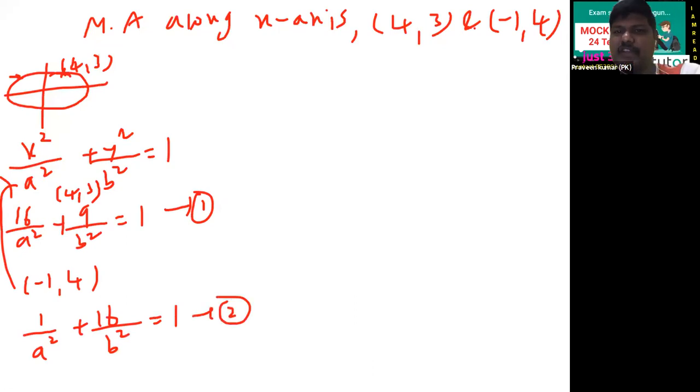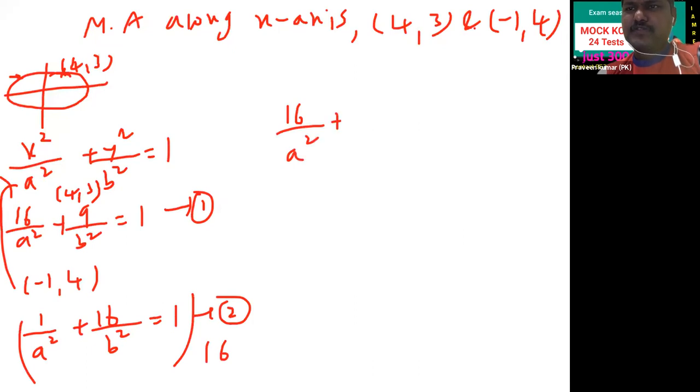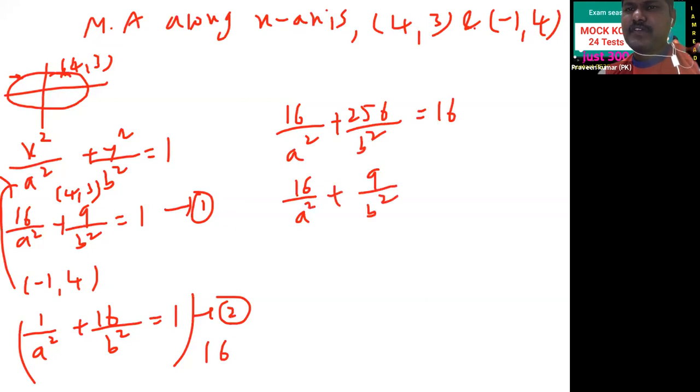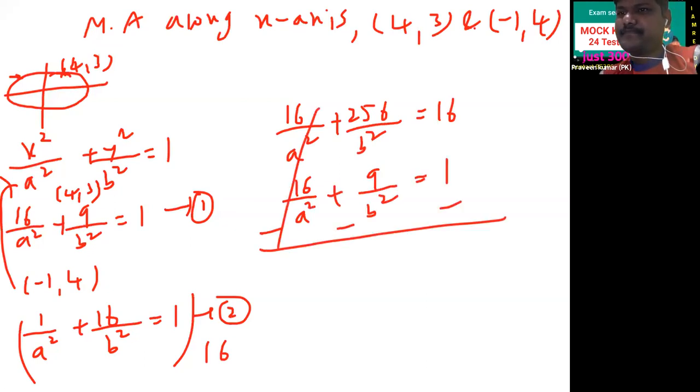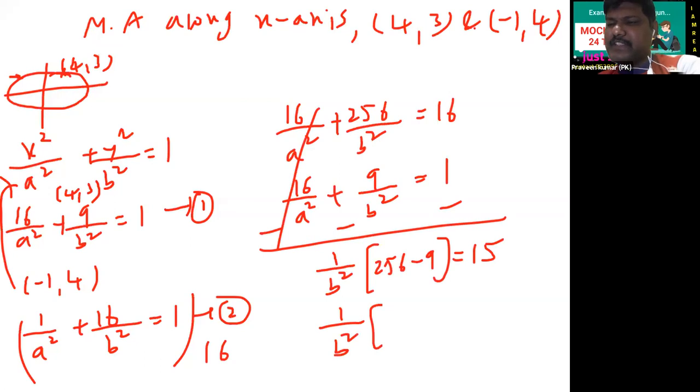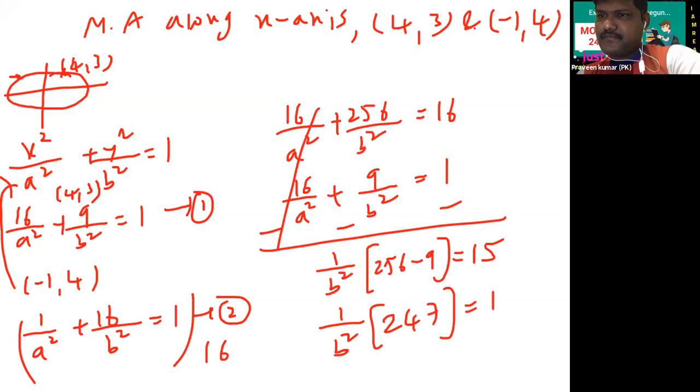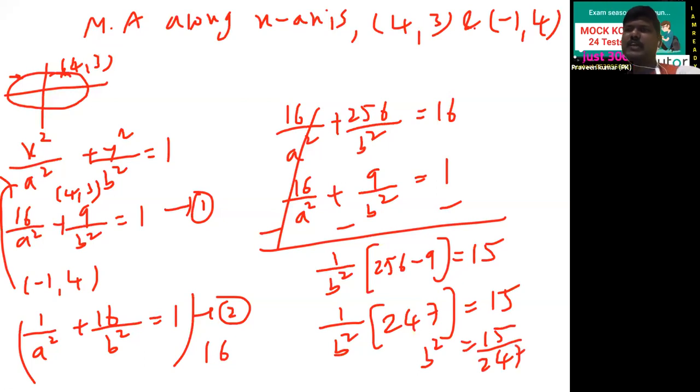You need to solve both equations. That means multiply second equation with 16. 16 by A square plus 256 by B square is equal to 16. What is the first equation? 16 by A square plus 9 by B square equal to 1. Subtract this: 16 by A square cancels. 1 by B square common. 256 minus 9, how much? 247 by B square equal to 15. I want A square, substitute there.